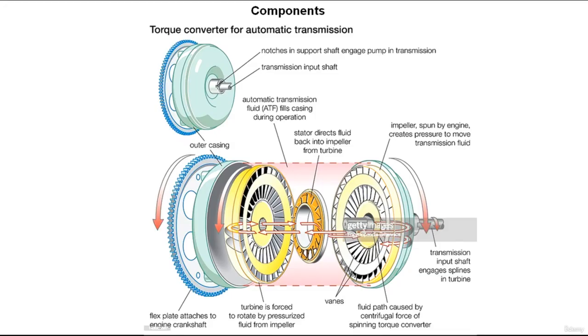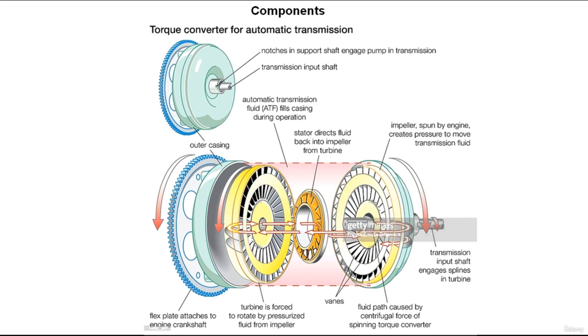Let's move to the components. A standard torque converter consists of 3 elements: the pump assembly, often called an impeller, the stator assembly, and the turbine. The impeller assembly is the input member. It receives power from the engine. The turbine is the output driven member. It's splined to the transmission turbine shaft, and the stator assembly is the reaction member or torque multiplier.